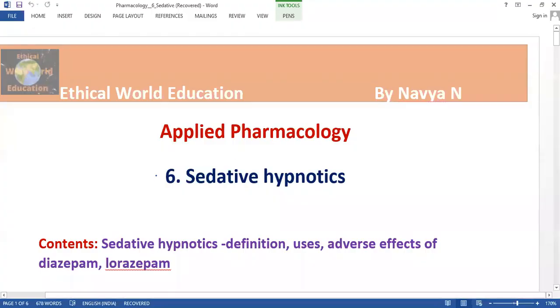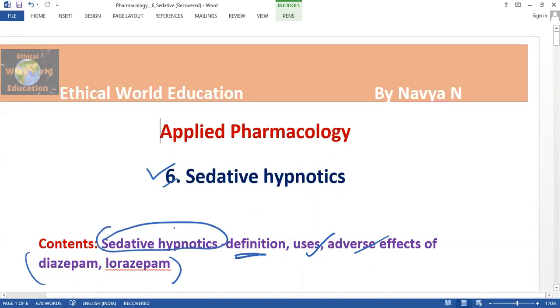So, under this chapter 6, that is Sedative Hypnotics, we'll be learning about the definitions of the sedative hypnotics, the uses of the sedative hypnotics, and the effects of these two categories of drugs, that is diazepam and lorazepam. Before that, let us know what is the meaning of sedative hypnotics?